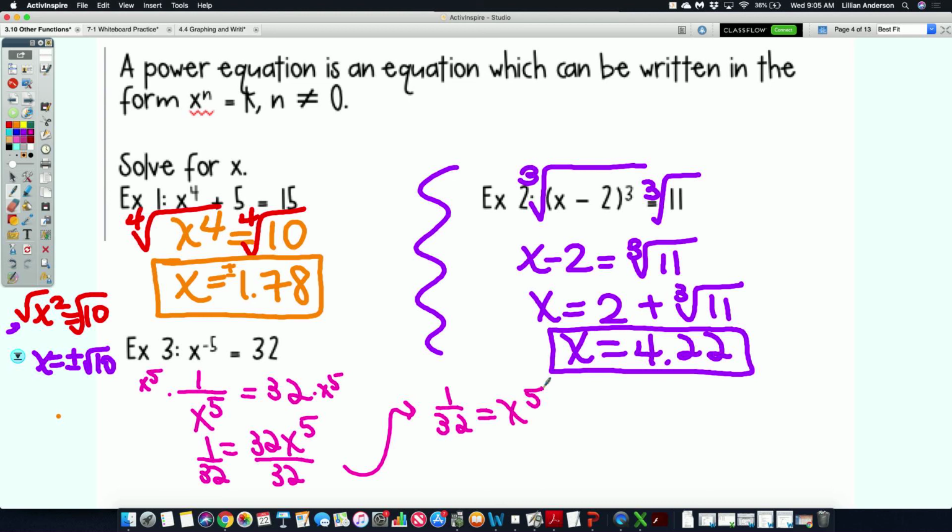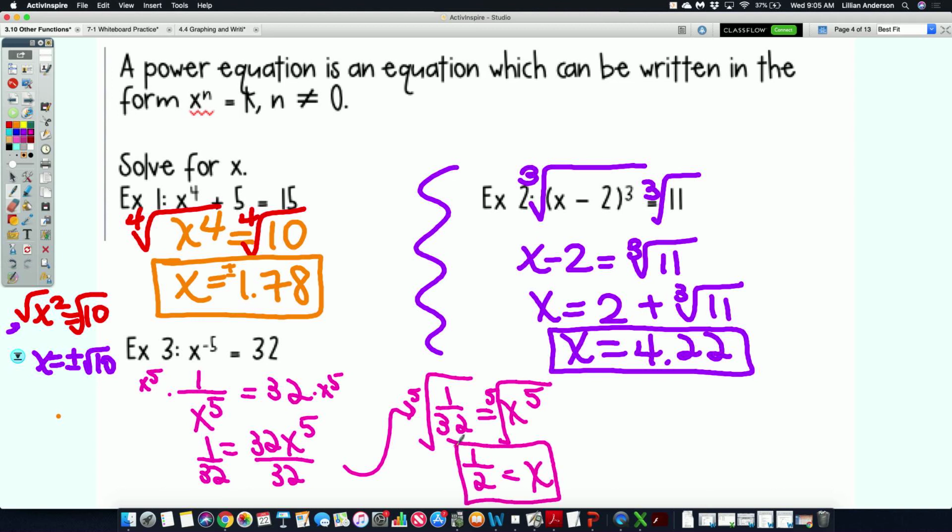What do I do at this point? It's going to be the 5th root of 1 over 32. Take the 5th root. Okay? Now, if this was an SAT question on your non-calculator section, you would need to know what number multiplied by itself 5 times gives you 32. What number is that? 2. So when you're taking the 5th root of 1 over 32, you're taking the 5th root of 1, which is 1, and then you're taking the 5th root of 32, which is 2.